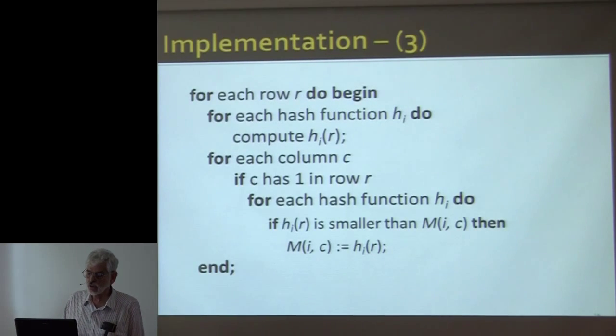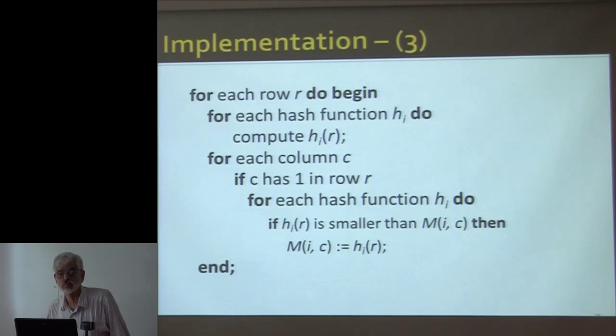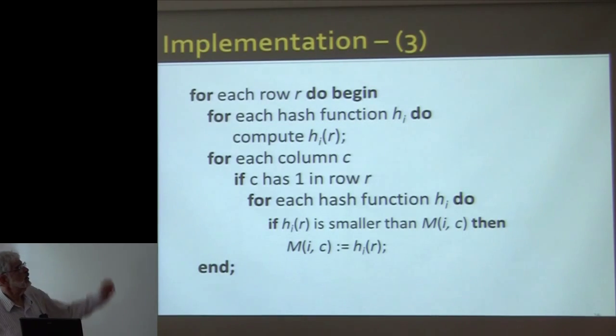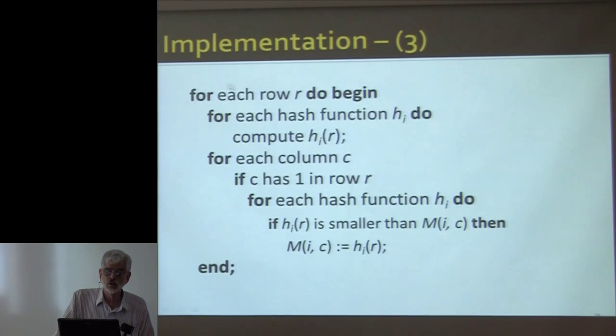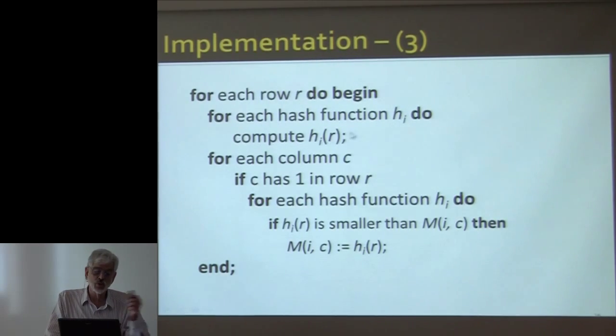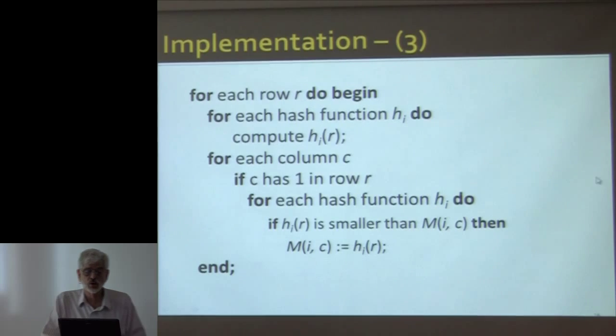Okay, so here's the code. Again, the outer loop is on the row. For each row, the first thing I want to do is compute the 100 hash functions once and for all for that row. I don't want to have to do that for every column in which the row has a 1. I want to do it once and for all. And now I'm going to look, again fixing on row R, in an inner loop.